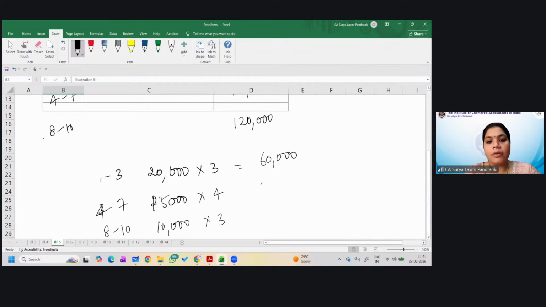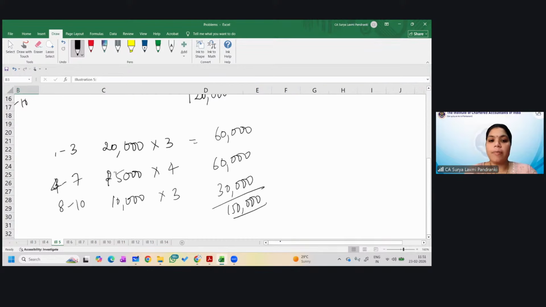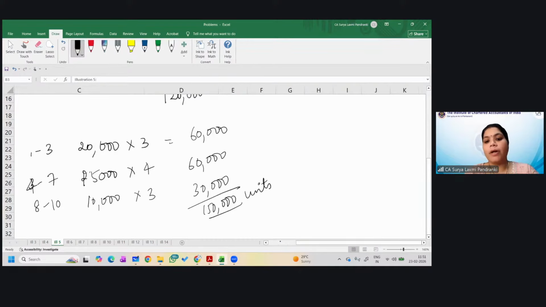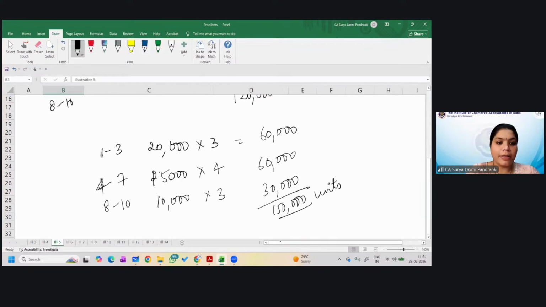This is 60,000, this is 60,000, and this is 30,000. It is 1,50,000, no? It is matching. They told 1,50,000 units. It will match. They just gave you per year. That's why it is looking like that.